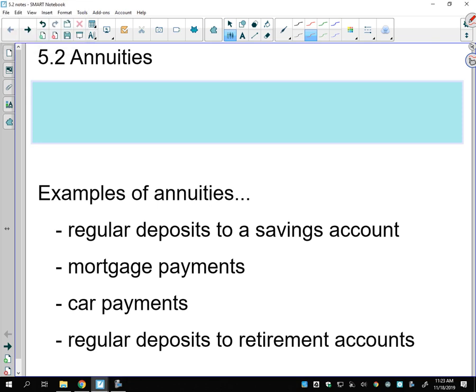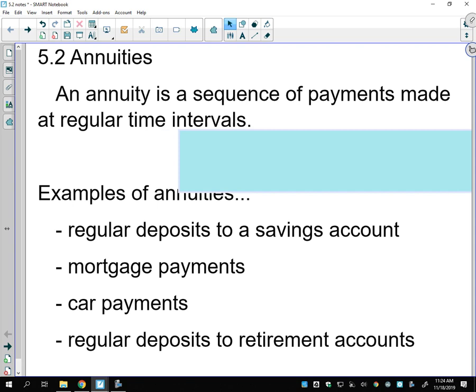Okay, so this next section is called annuities, and honestly, simple interest and compound interest only work if you just put a sum of money in an account and you don't touch it, and that doesn't usually happen very often. Annuities are more likely to be things that you're going to see or experience in your life.